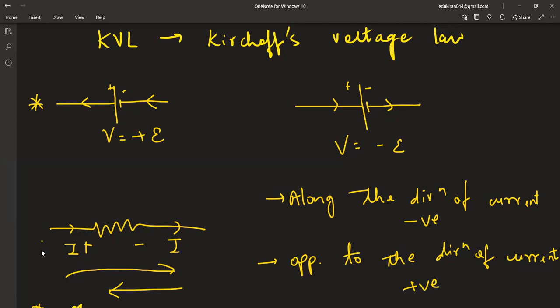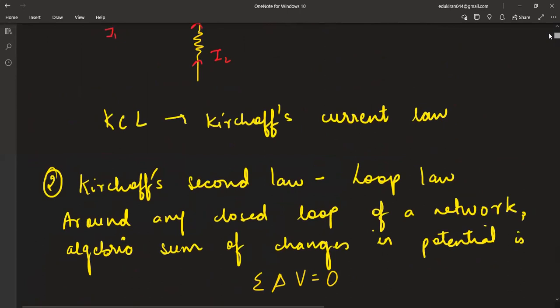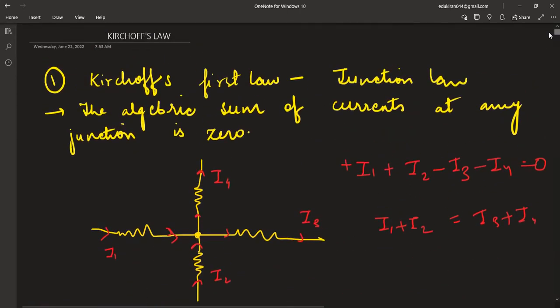These 2 points will be helpful in solving your Kirchhoff's questions. These are for your numerical purposes. I'll discuss it right now. Just by looking at this, you won't be able to understand anything. But these 2 laws can come separately to write, and they have already appeared in your board exams also. Kirchhoff's first law and second law, you have to mention the laws also.